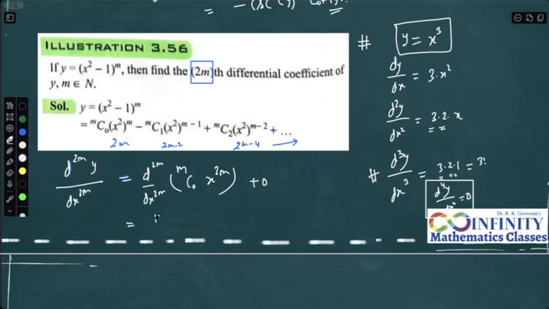So keeping mc0 as it is, what is the first term? 2m, right? What should be the second term? Second term is 2m minus 1. What is the third term? Again 2m minus 2. Any doubt there? No. Where will it go? It will go up to 3, 2, 1. So basically you will be getting mc0 into 2m factorial. This is going to be your answer.